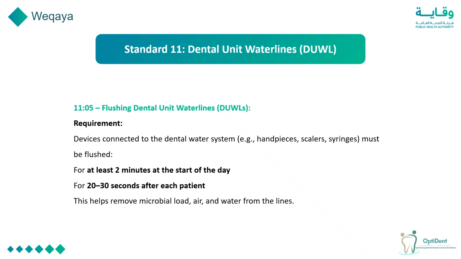At the beginning or the start of the day, you have to flush the water tubing for at least 2 minutes. At the beginning of the day, you don't have a connected handpiece, so you will try to make the water run to reduce the contamination by bacteria. Select any tubing from the dental chair and flush it in the spittoon for about 2 minutes to make the water run and reduce the contamination. And between each patient, you have to flush for 20 to 30 seconds after each patient.